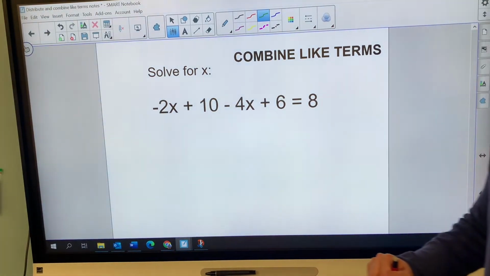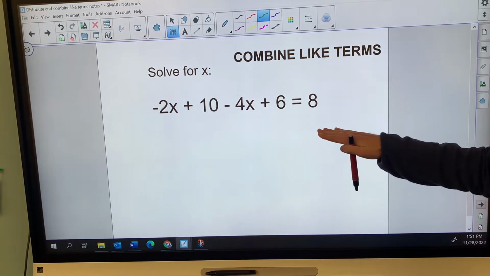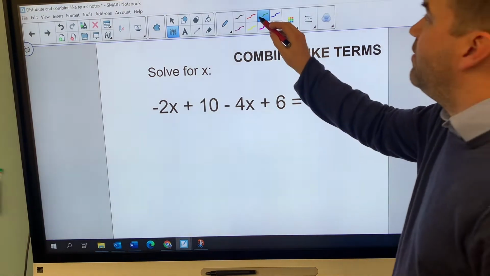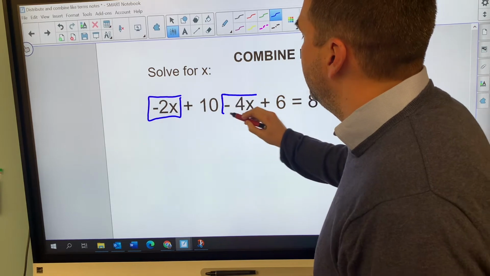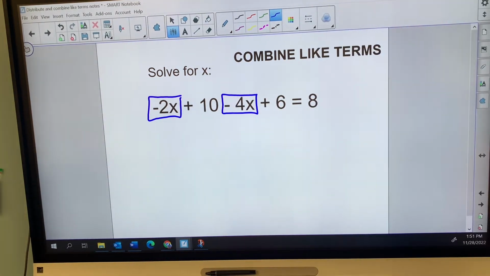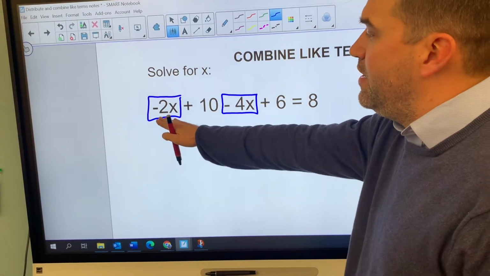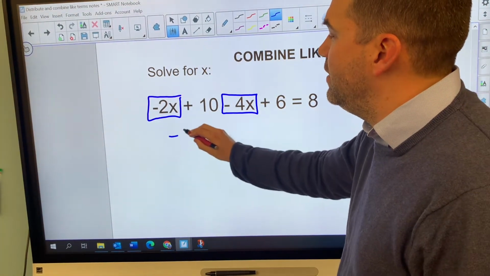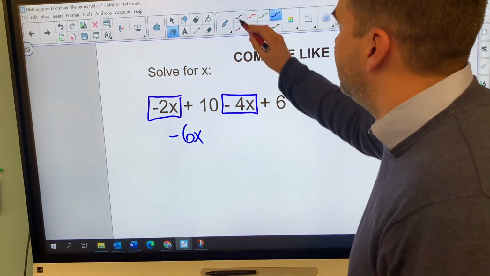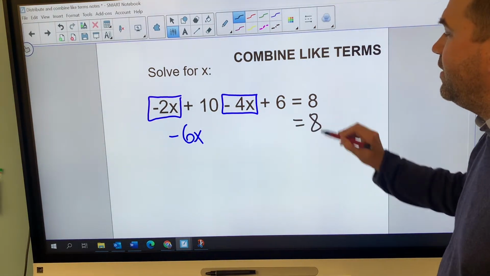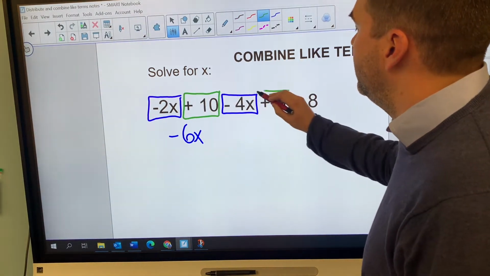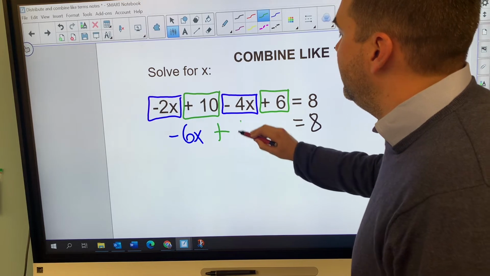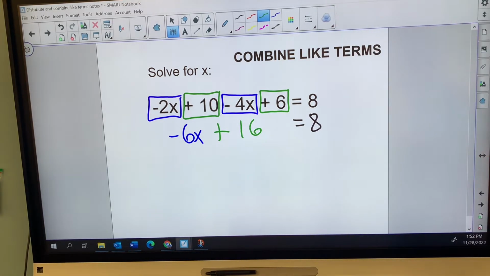The next one, combine like terms. I'm looking for like terms. I've got my x's, minus 2x, minus 4x. I'm going to treat those as negatives. -2, -4 together is -6x. I'm going to go ahead and write down the equals 8. That's not going to change. Then I've got plus 10, plus 6. Together, those are plus 16.